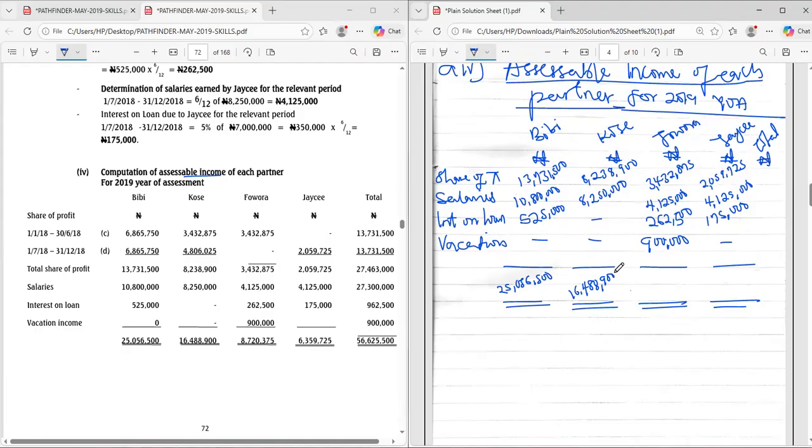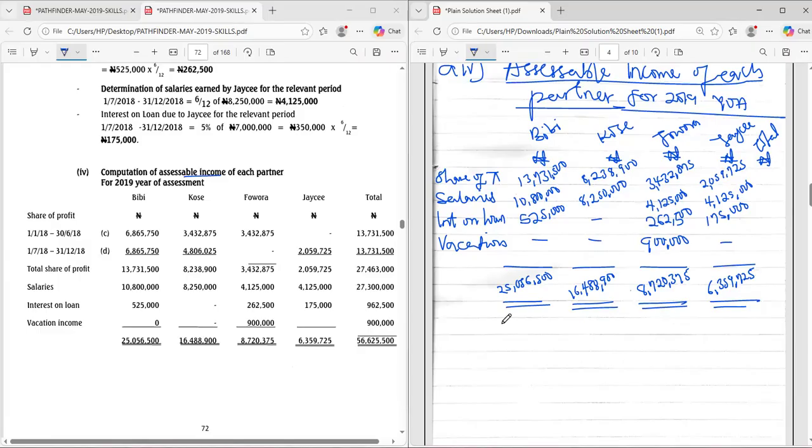Yes. Powora is how much? 8 million. 720. 375. Can confirm. And this will give us 6 million. 359. 725. So please do the total by yourself.